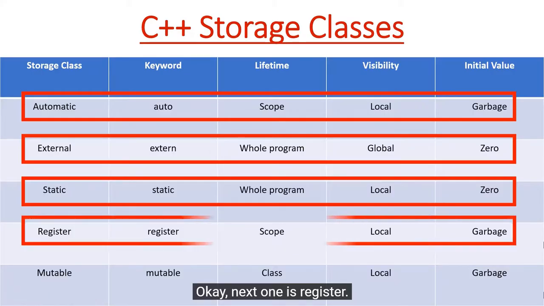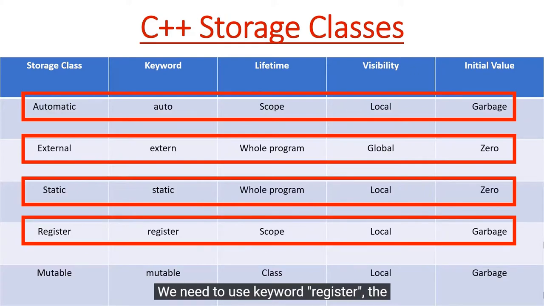Okay, next one is register. We need to use the keyword register. The lifetime is within the scope, like our local variable or automatic variable. The visibility is within the scope only, local. And the initial value is garbage. Let's do a practical for that.